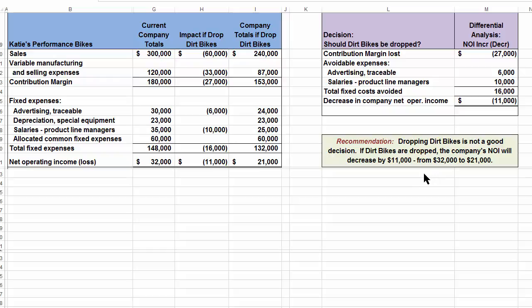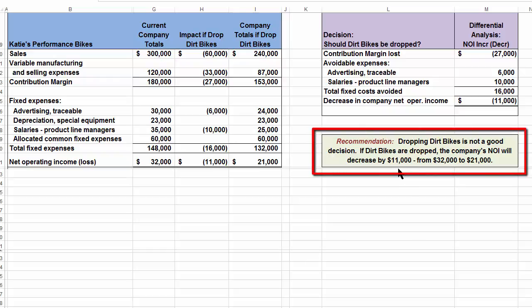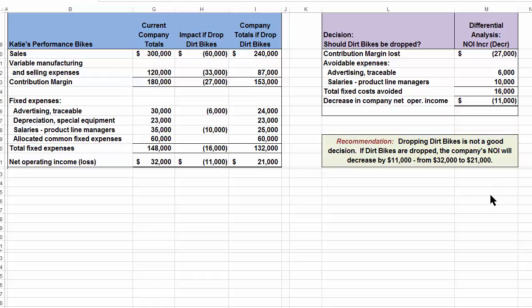So the recommendation that we'll make to Katie is that dropping the dirt bike line is not a good decision. If dirt bikes are dropped, the company's net operating income will decrease by $11,000 from $32,000 to $21,000.